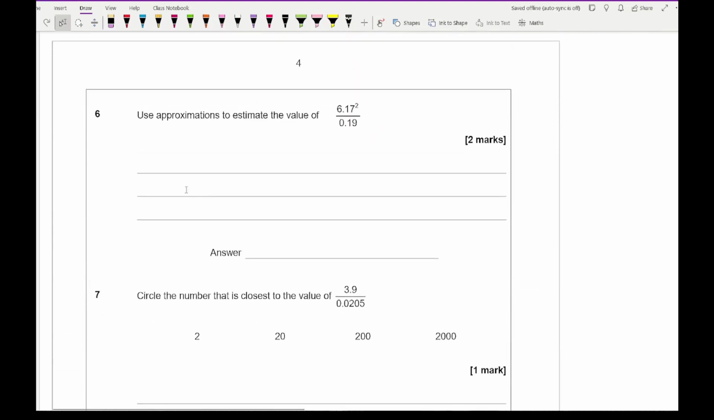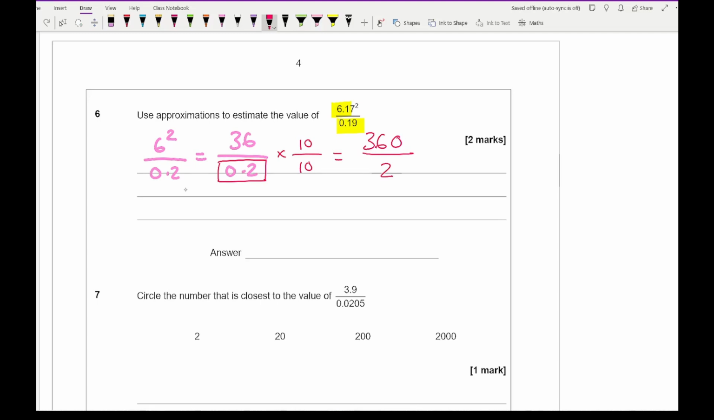Then moving on to question 6. Again, one sig fig to both these numbers. So here we've got 6 squared divided by 0.2, which then becomes 36 over 0.2. And then from this, what you want to do is convert this denominator into a whole number. So if we multiply both the numbers by 10, it's just a lot easier. So that becomes 360 over 2, and half of 360 is 180.